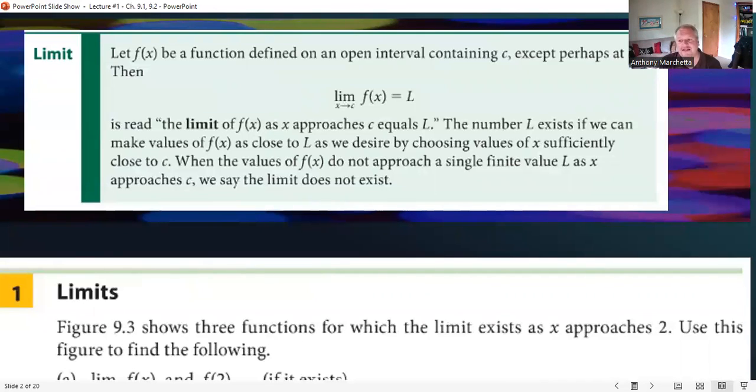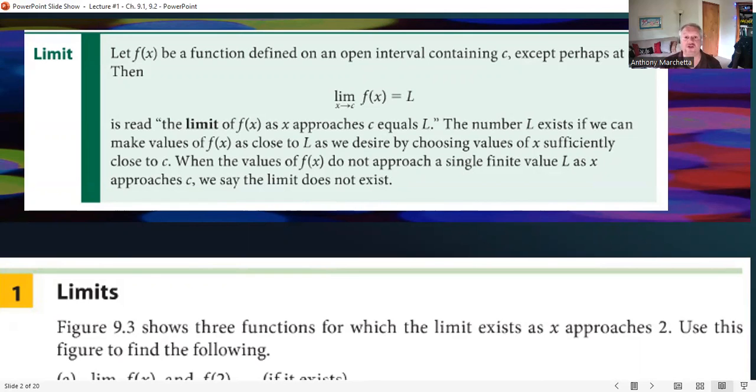Now, this limit does exist if you can make values of f of x as close to L as we desire by choosing values of x sufficiently close to c. So when the values of f of x do not approach a single finite L as x approaches c, then we say it does not exist. That's a mouthful and it's hard to digest and understand.